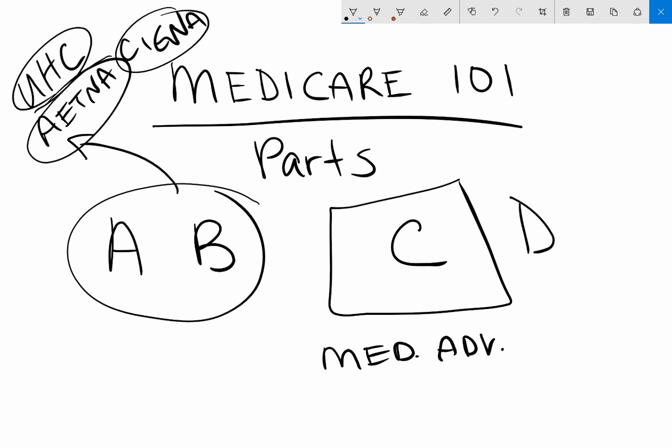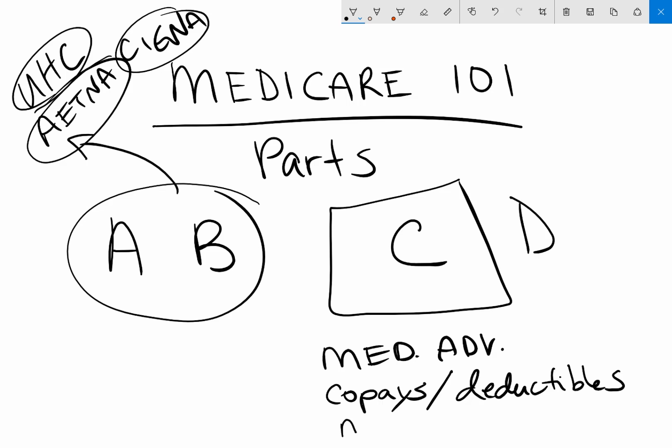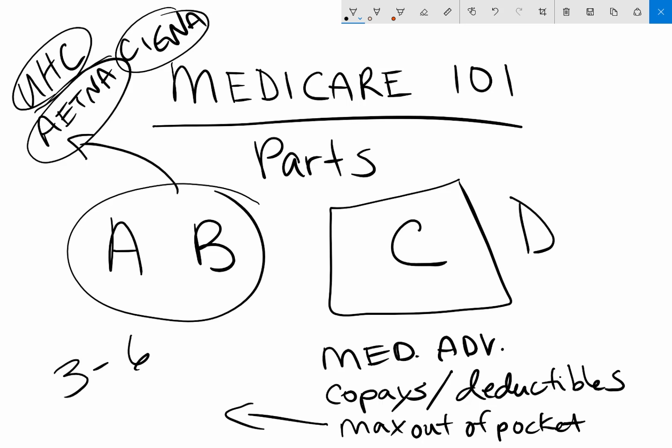With a Medicare Advantage plan, you will have copays and you will have deductibles. With your deductibles and copays, these will apply to almost everything that you have done, and that will all total toward your max out of pocket. With a Medicare Advantage plan, your max out of pocket can range anywhere from $3,000 to $6,000 per calendar year.